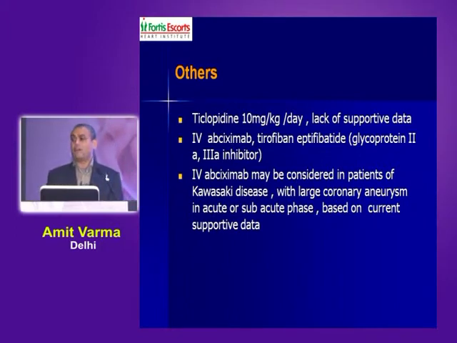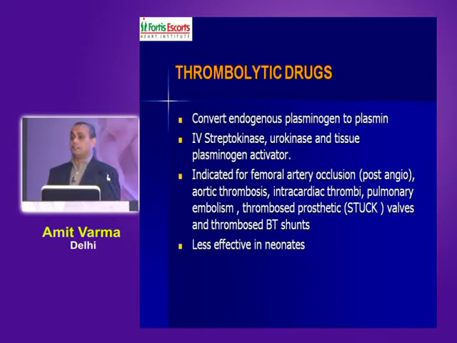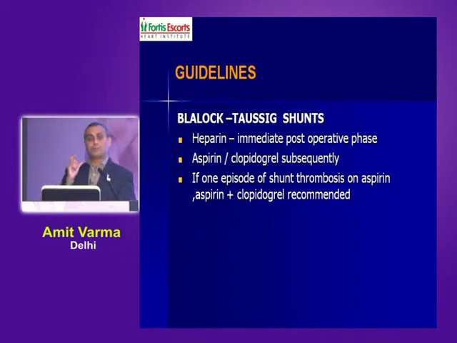But a lot of our cardiologists, especially in Kawasaki disease, have now been jumping on this bandwagon. What do we need to know about thrombolytic drugs in our units? Clearly, we've been using IV streptokinase, urokinase, and tissue plasminogen activators for a long time. What are the practical indications, especially when you have a very juicy central line in, and you have femoral artery occlusions, aortic thrombosis, intracardiac thrombi, or stuck valves? It is less effective in neonates. So I'll talk about a few specific disease conditions and what the recommendations are.